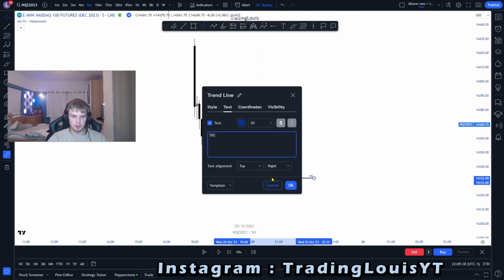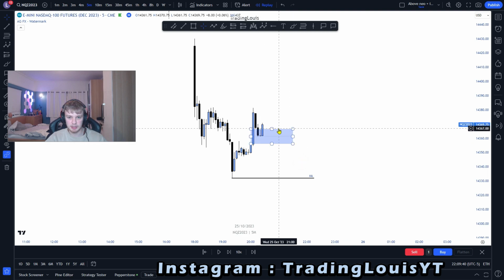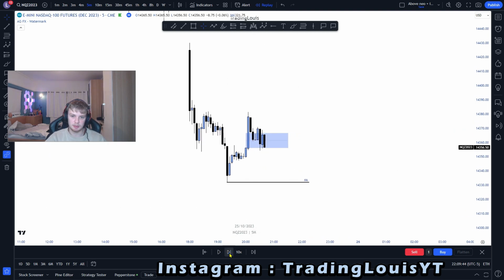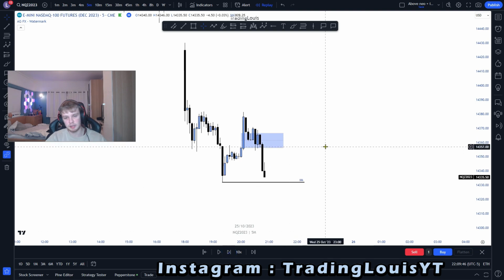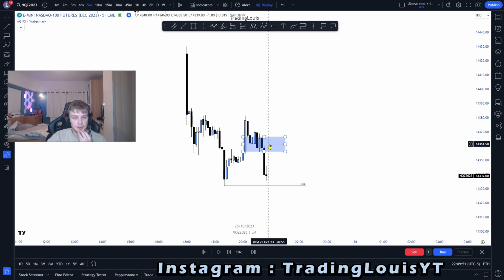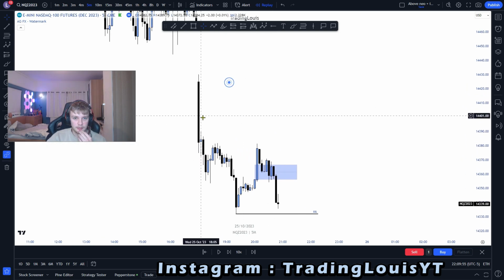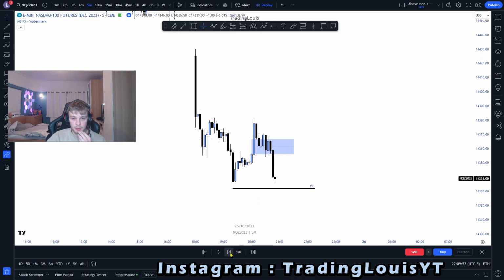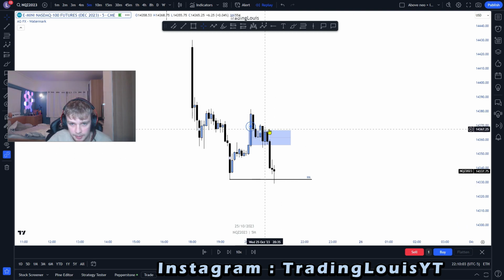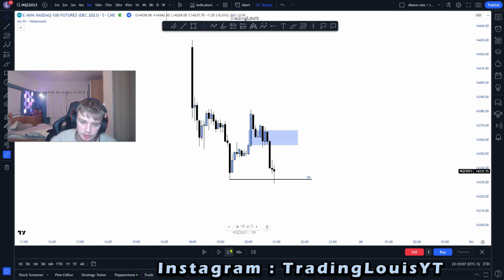So sell side liquidity. If price respects this fair value gap and shows me some sort of displacement or inverses one of these fair value gaps here, then I'd want buy side liquidity. But as you can see, this bullish fair value gap got violated, was closed below, and then we took sell side liquidity.